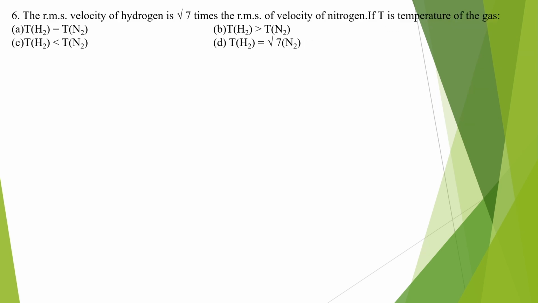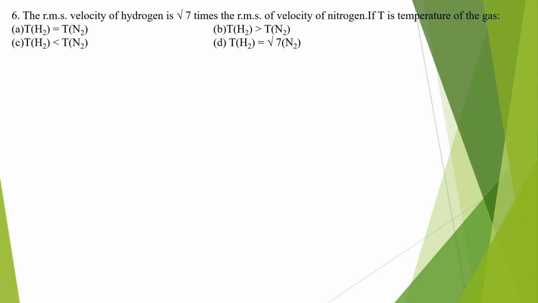The RMS velocity, root mean square velocity of hydrogen is root over 7 times the RMS velocity of nitrogen. If T is the temperature of the gas, then which one is correct? So, what is the expression for RMS velocity, CRMS? If we say this is CRMS, it is root over 3RT by m. Now, the RMS velocity of hydrogen is root over 7 times the RMS velocity of nitrogen.